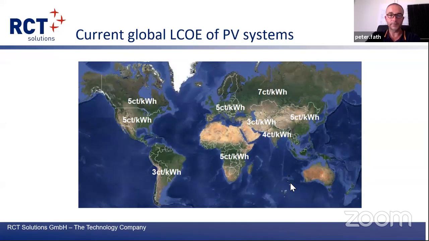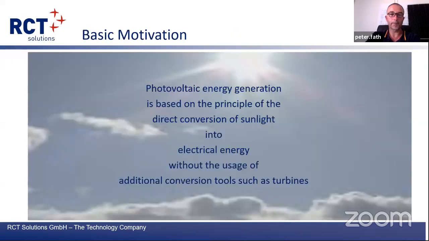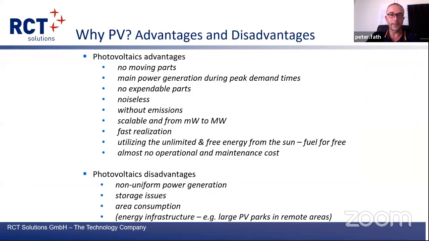Next, please. So now the photovoltaics overview. Next, please. Yes, of course, it has to be mentioned that photovoltaics is a direct conversion of sun energy into electricity. So we don't need turbines. We just put this beautiful black panel, which I show behind me, into the sunshine, and the cables will immediately yield electricity. So we have no moving parts.